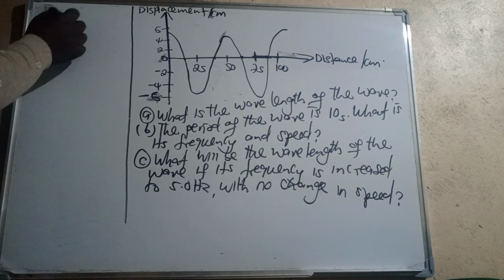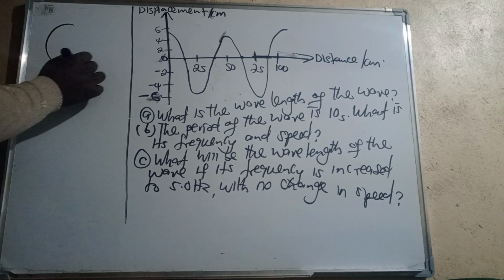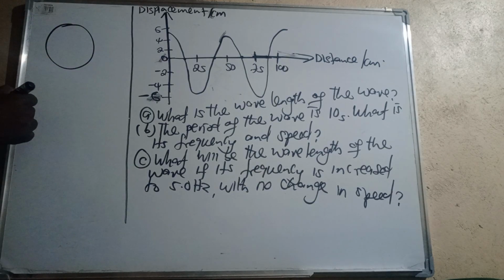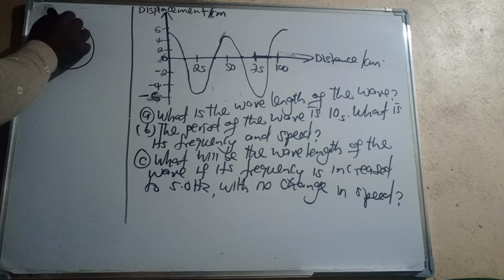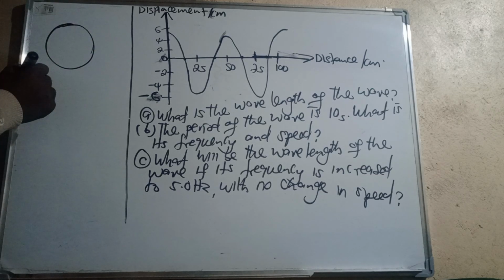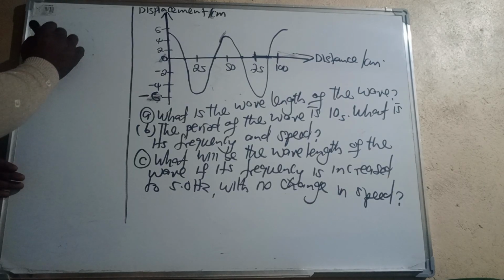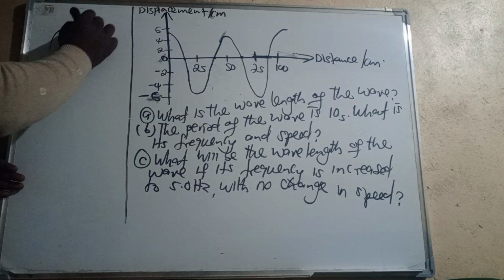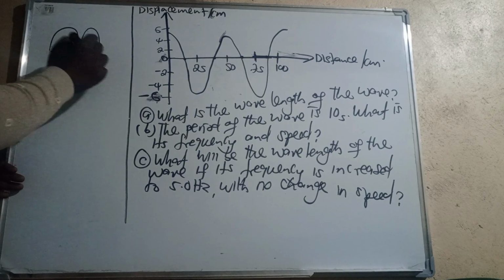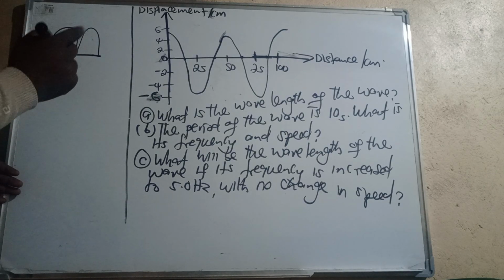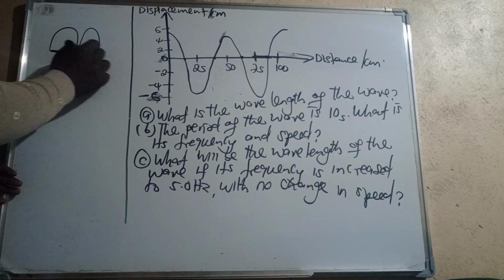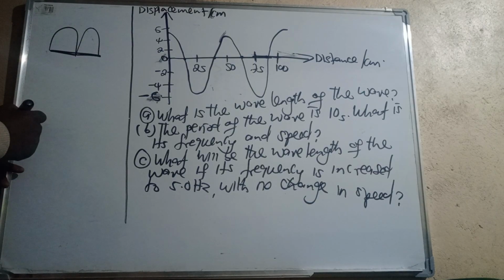How do you measure wavelength? For example, this is a complete circle, and this complete circle is what we call the wavelength. If you have this half circle, then another half circle again, half plus half gives one complete circle. One complete circle makes what we call a wavelength.